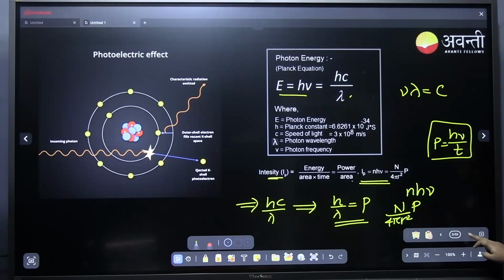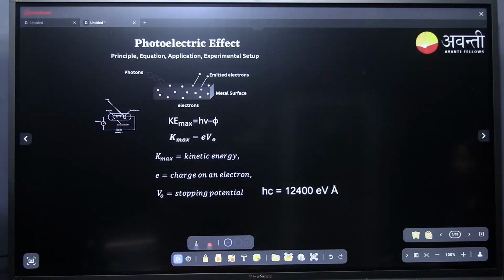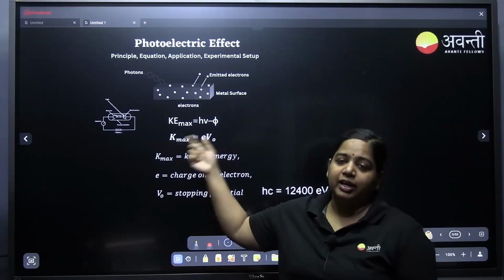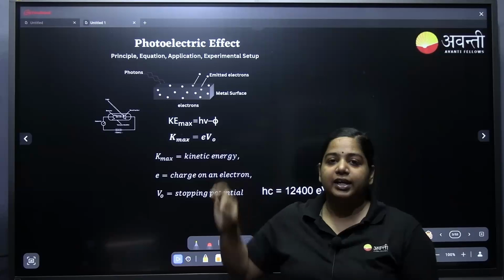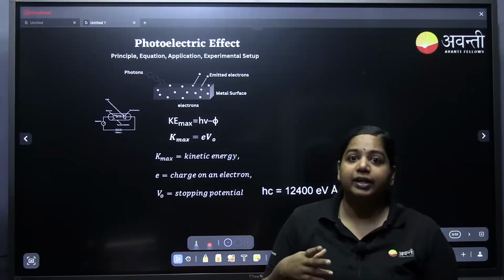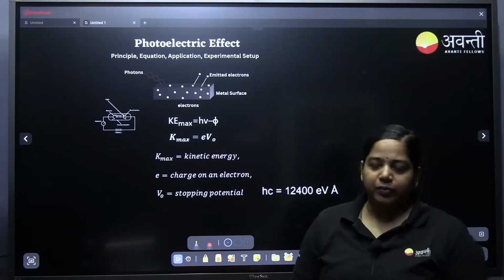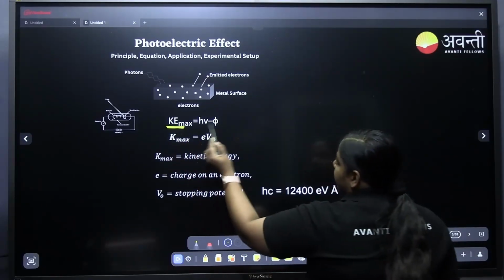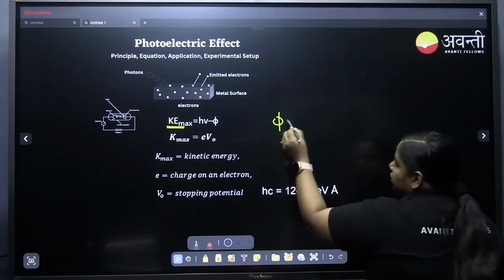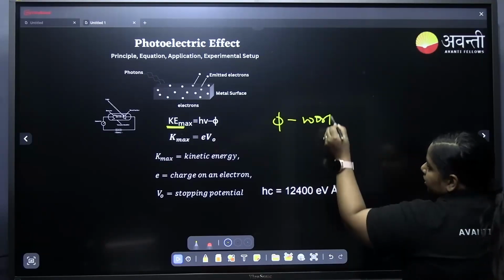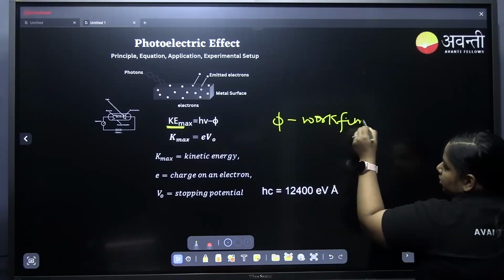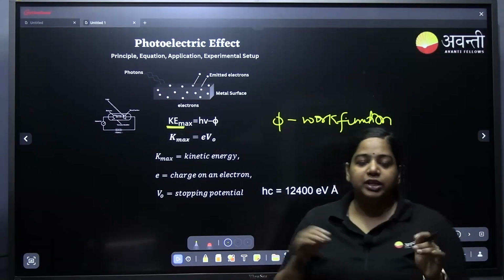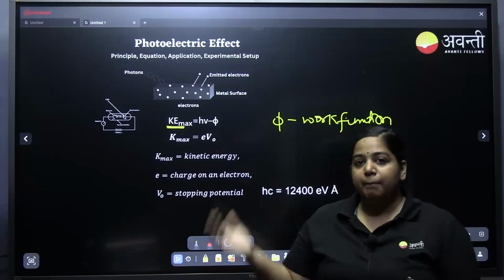Okay, let's move on to the next one. Next is Einstein's equation for photoelectric effect. Here we are determining the kinetic energy of the emitted electron, or photoelectron as we call it. Maximum kinetic energy is equal to h nu minus phi. Phi is what? Work function of the material. Work function entirely depends on the material.